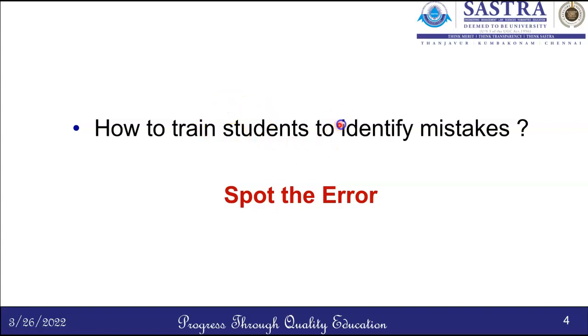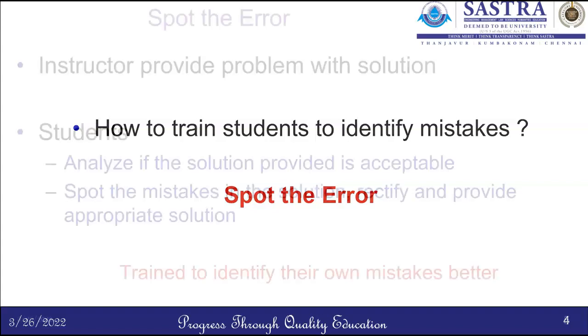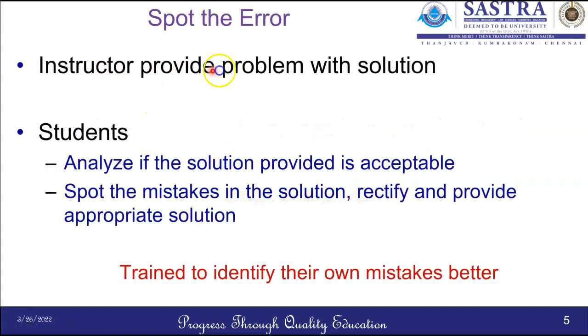That means we need to train students to identify mistakes, so students should spot the error. But can they spot their own errors with ease at the beginning? That is probably not possible. We humans in general are more eager and curious to find the mistakes of others rather than of ourselves. So I tapped this human tendency and devised this spot the error technique, wherein I as a teacher provide a question with the solution.